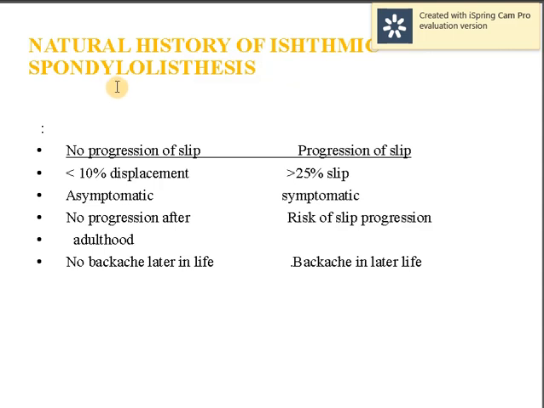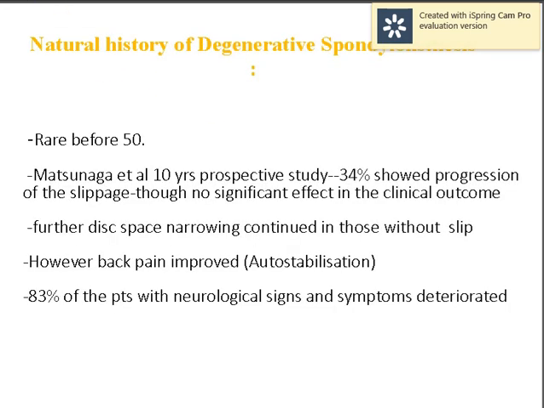Natural history of isthmic spondylolisthesis: we can see no progression of slip, less than 10% displacement, asymptomatic, no progression after adulthood, no backache later in life. But in progression of slip, it is more than 25% of the slip, at an early age it is symptomatic, the risk of slip progression is more, and backache is seen in later life.